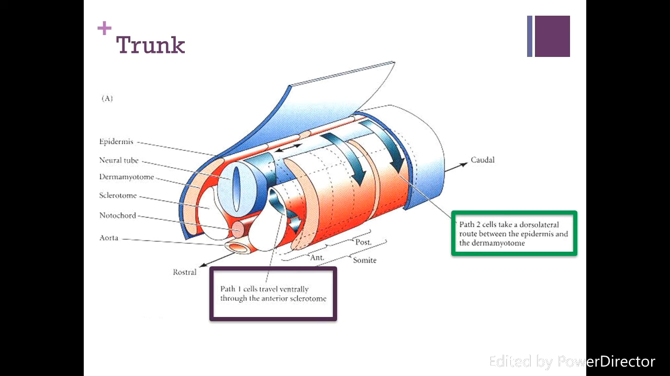The sensory neurons are the remaining trunk neural crest cells in the sclerotome that form the dorsal root ganglia. Cells continuing to travel more ventrally form the sympathetic ganglia, adrenal medulla, and the nerve cluster around the aorta.